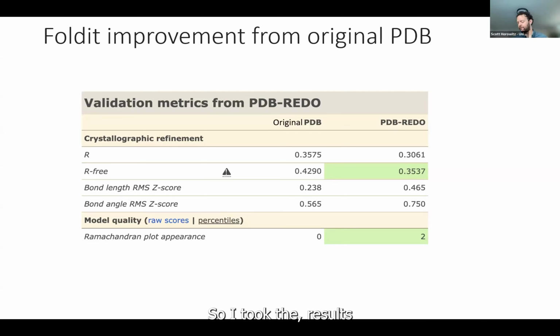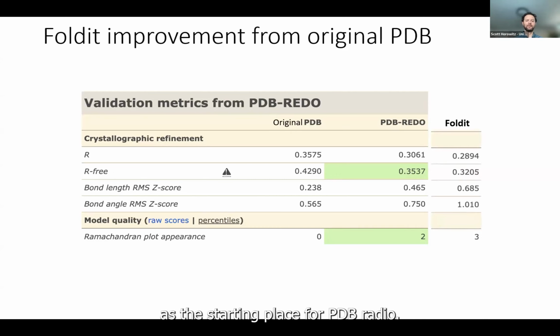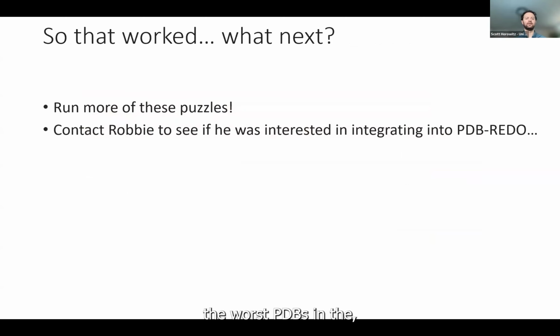So I took the result from the Foldit puzzle, found the best Foldit puzzle solution, and then ran that through PDB-REDO as the starting place for PDB-REDO. And then this is what you get out of that. The Ramachandran plot is still a bit messy, but everything else improves quite a bit. And even the Ramachandran plot does improve a little bit. And so this told me, hey, there might be something to this. Maybe we should be funneling the worst PDBs through Foldit players and then potentially to PDB-REDO after that.